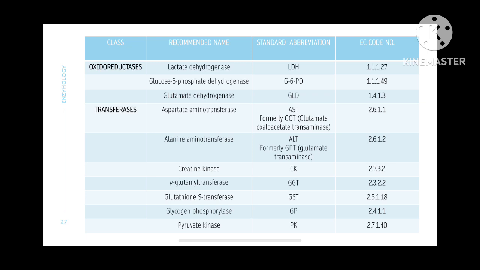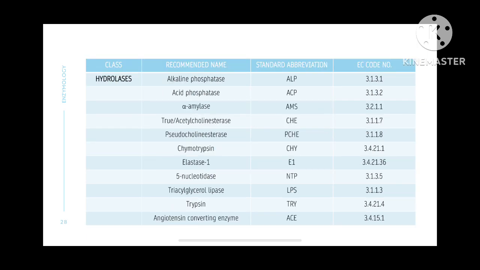Under transferases, aspartate aminotransferase would be 2.6.1.1, alanine aminotransferase 2.6.1.2, creatine kinase 2.7.3.2, gamma-glutamyl transferase 2.3.2.2, glutathione S-transferase 2.5.1.18, glycogen phosphorylase 2.4.1.1, pyruvate kinase 2.7.1.40.